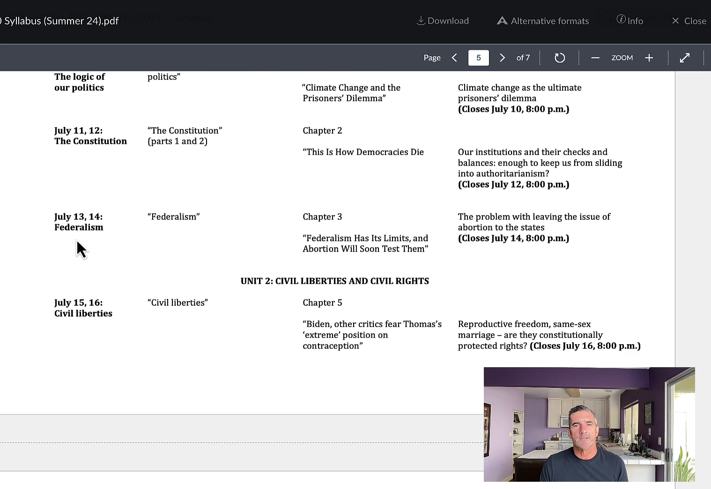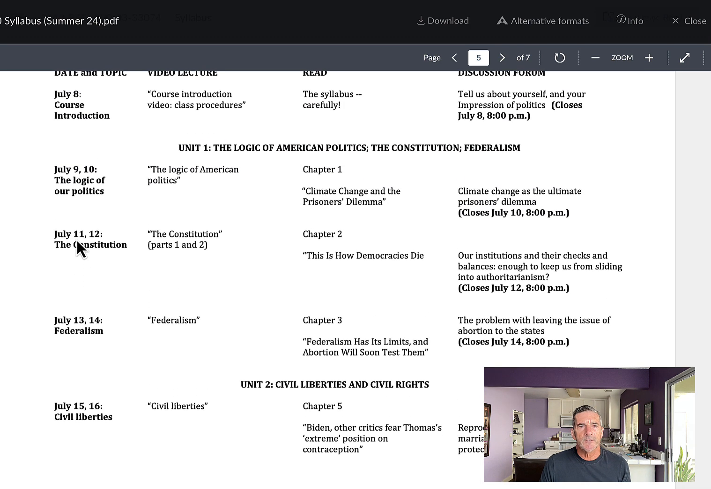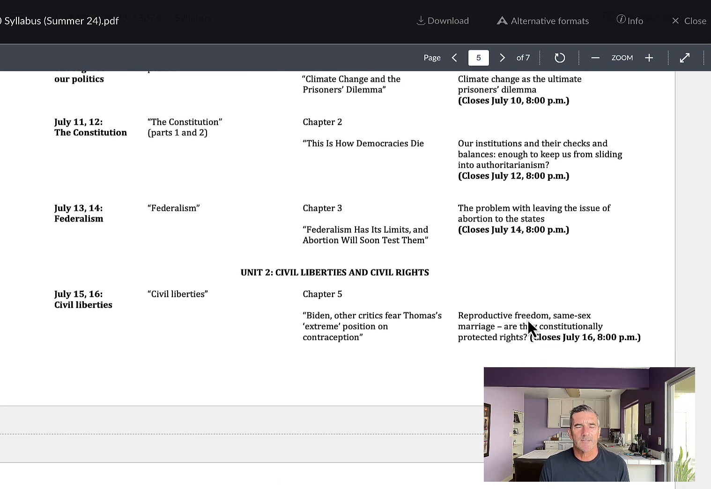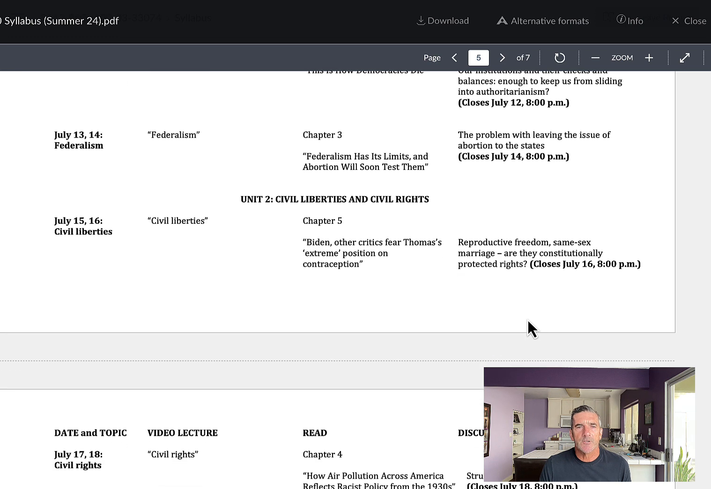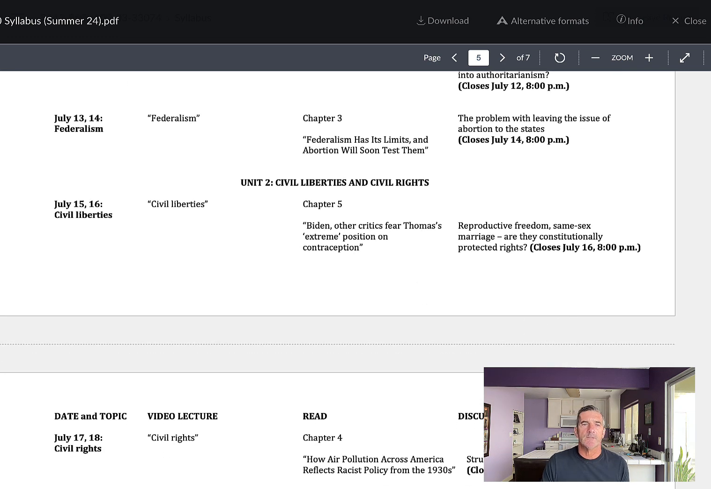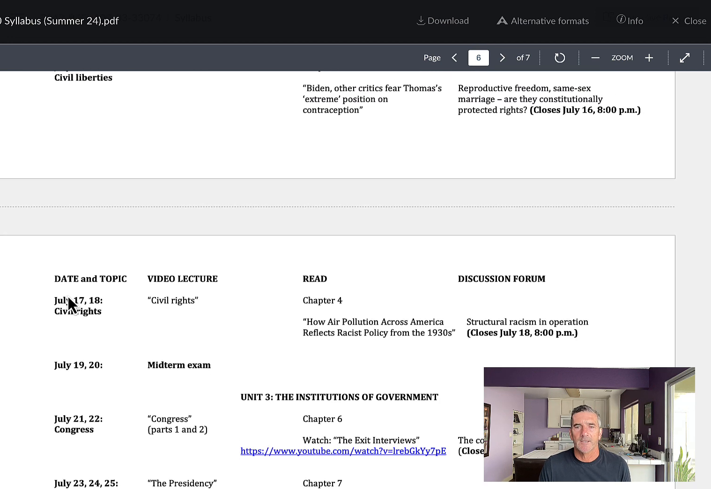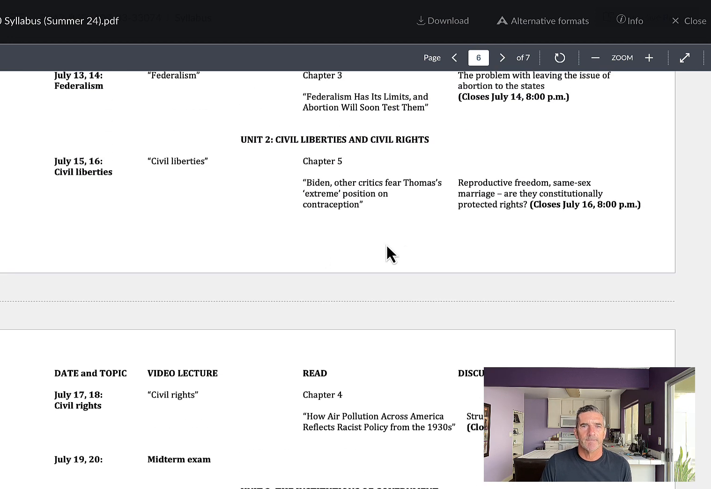Federalism for a couple of days. I've broken the class up into units. Unit 1 is what I just covered. The next unit is civil liberties and civil rights. That's kind of arbitrary. That's just to make things hang together in more meaningful chunks. But the next unit will be civil liberties and civil rights, July 15th and 16th on the first, July 17th and 18th on the second. Again, the same exact components: lecture videos, text chapter, additional reading, forum conversation.